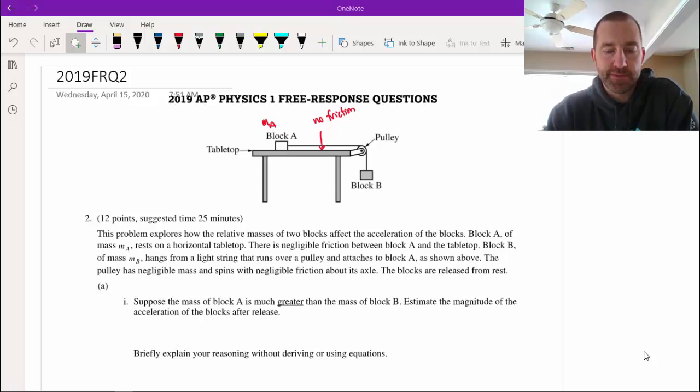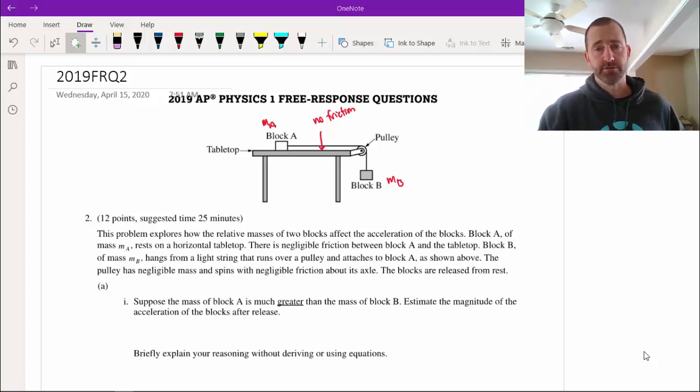And block B of mass MB is hanging from a light string that runs over a pulley attached to block A as shown above. The pulley has negligible mass and spins with negligible friction, so the pulley just goes. It's not going to require any sort of energy to start moving. It's a mythological situation. It doesn't actually have any friction.